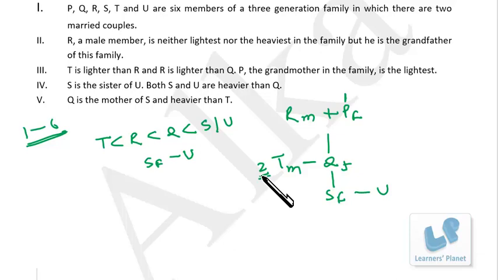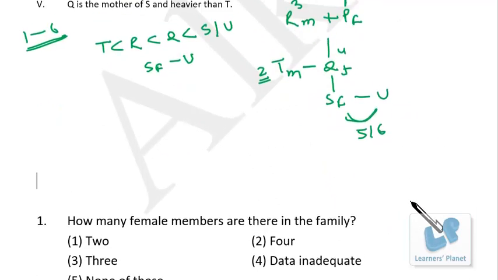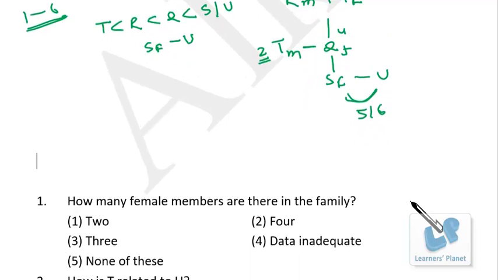Okay. Then R should be 3. Then Q should be 4. Between S and U we cannot say anything. 5/6. How many female members? We don't know the status of U, so can't answer. How is T related to U? T, U, father.